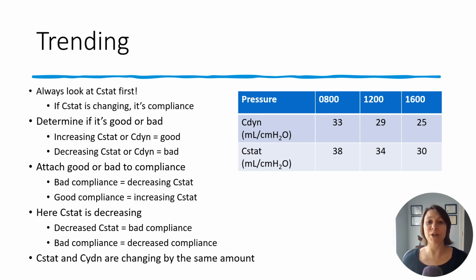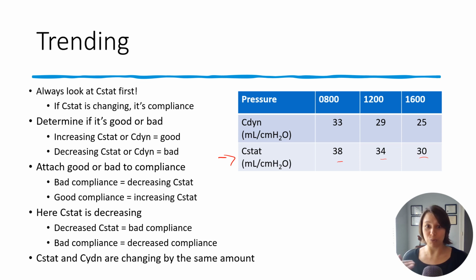One more time, we're going to look at static compliance and dynamic compliance. We're again going to look at static compliance first. We're going to see that our static compliance is changing, and so we know that this is a compliance issue. Dynamic compliance is going to change also, but it doesn't matter. The main thing that I'm concerned with is the fact that my compliance is changing. We're still going to attach good or bad to compliance.